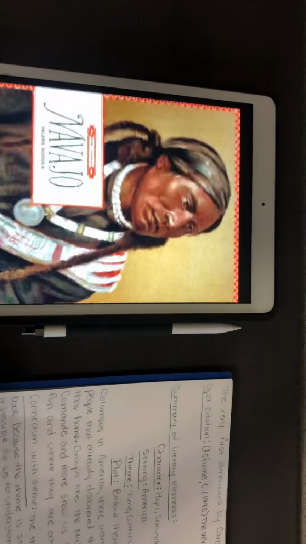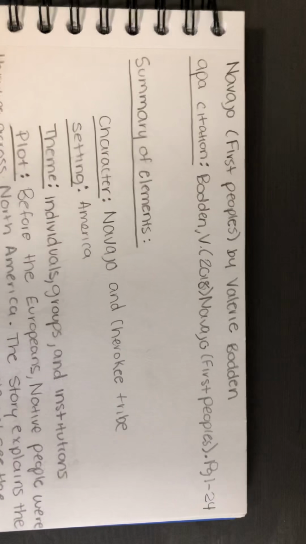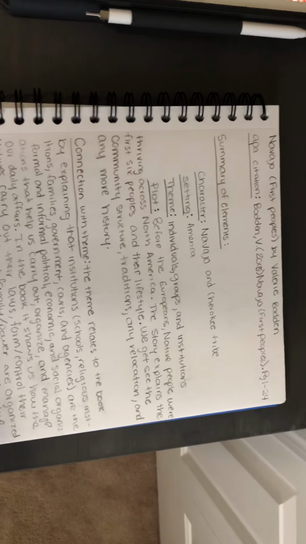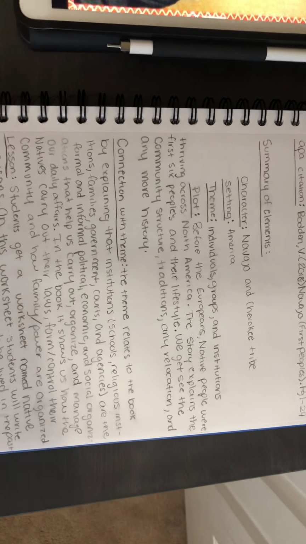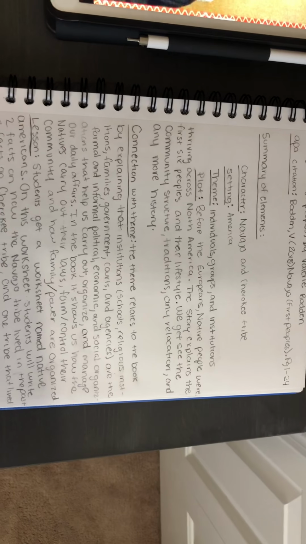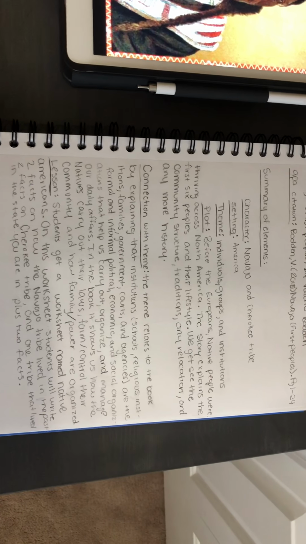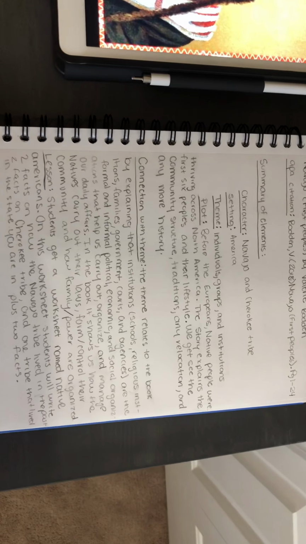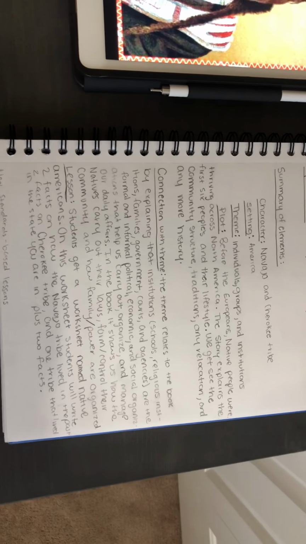And then my last book was Navajo, the First Peoples by Valerie Bowden. And that is my APA citation. And the characters were Navajo and Cherokee tribe. The setting was also in America since they were the first peoples. Theme was individuals, groups, and institutions. And the plot was before the Europeans, native people were thriving across North America. The story explains the first peoples and their lifestyle. We get to see the community structure, traditions, and any relocation or more history.